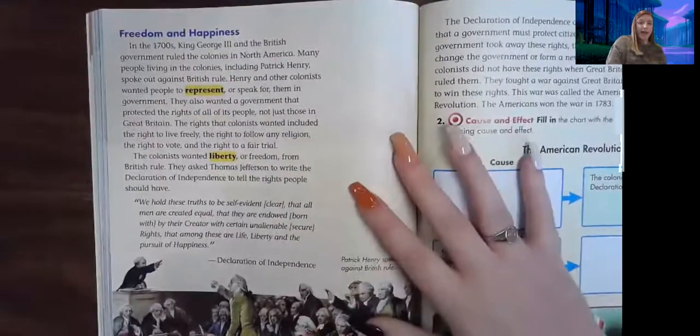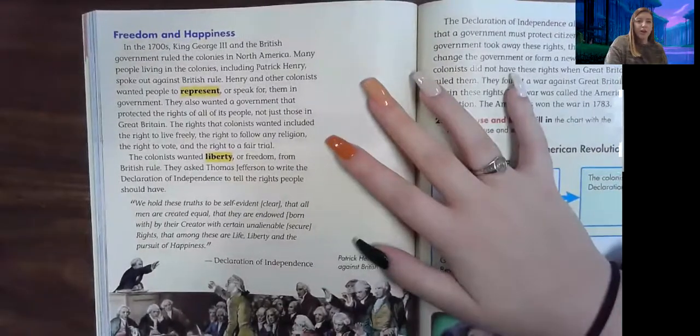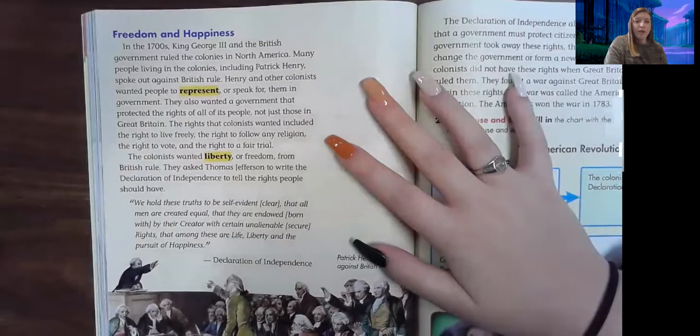Freedom and happiness. In the 1700s, King George III and the British government ruled the colonies in North America. Many people living in the colonies, including Patrick Henry, spoke out against British rule. Henry and other colonists wanted people to represent or speak for them in government. They also wanted a government that protected the rights of all its people, not just those in Great Britain.